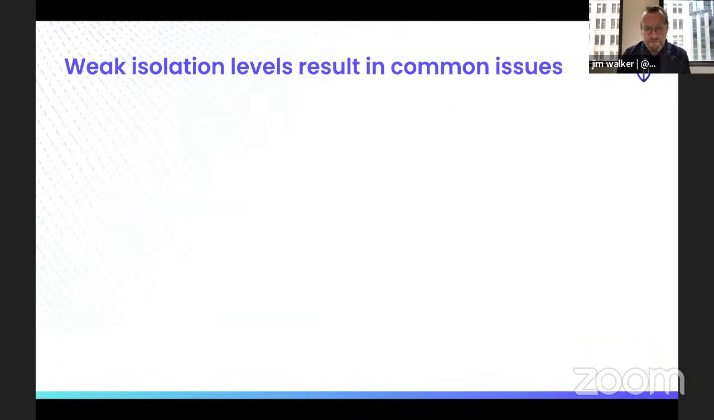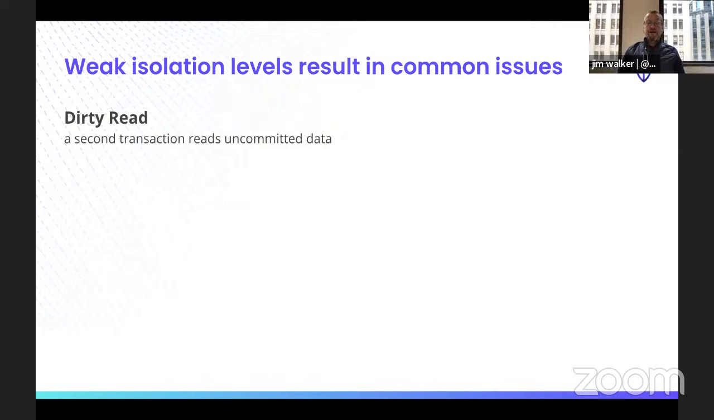Weak isolation levels can result in some pretty common issues. There's a thing called a dirty read. A dirty read is when I'm writing to a database and a second transaction comes in and wants to read, and the first transaction hasn't completed yet. Well, I'm getting data that's not committed, or I don't know which data I'm going to get. Was it before that transaction hit that step or not? Dirty reads are pretty easy to understand.